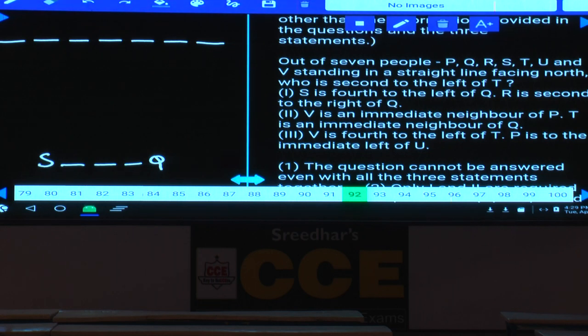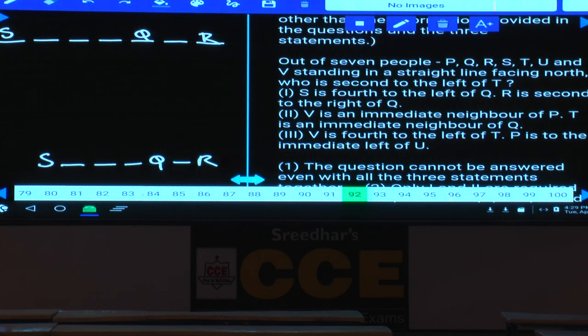Then, S is 4 to the left of Q, R is seated second to the right of Q. Tell me how many persons were involved in this one? 1, 2, 3, 4. 1, 2, 3, 4, 5, 6, 7. All the 7 persons were involved, isn't it? Hence, by combining with the help of the first condition itself, we can finalize some portion of this arrangement. S, Q, and R were fixed. Then by combining the second, what is second one here?